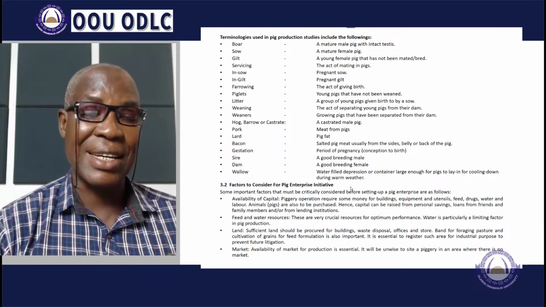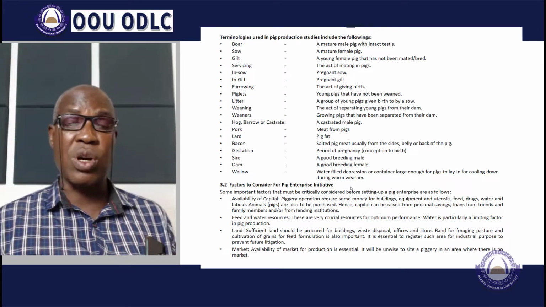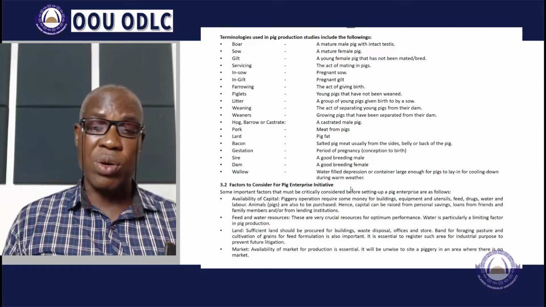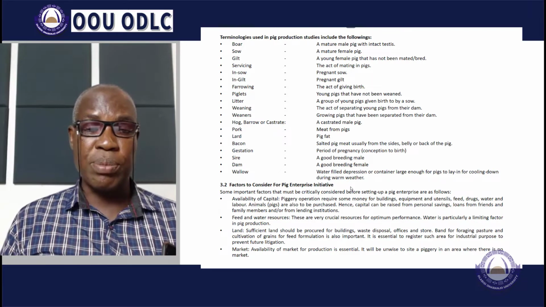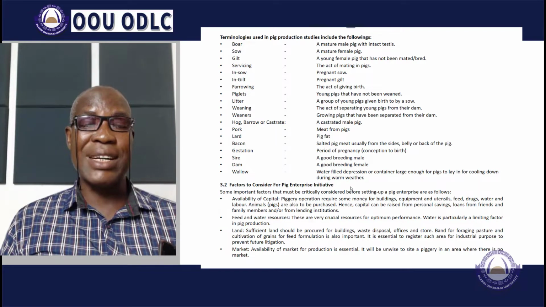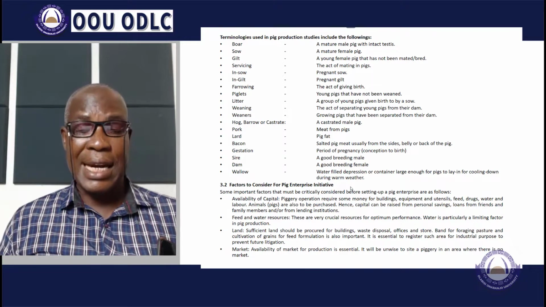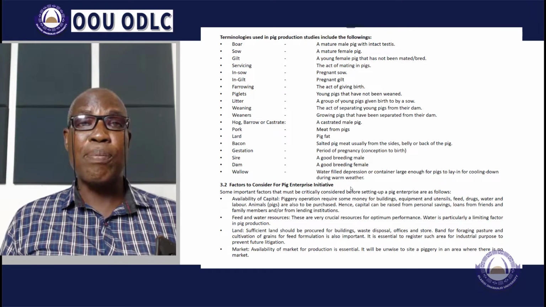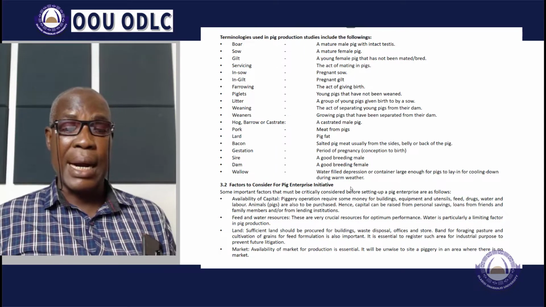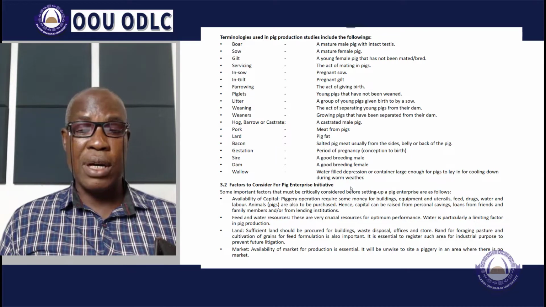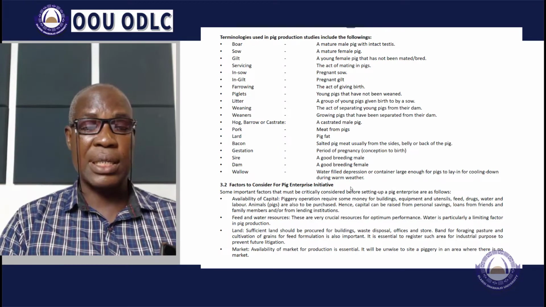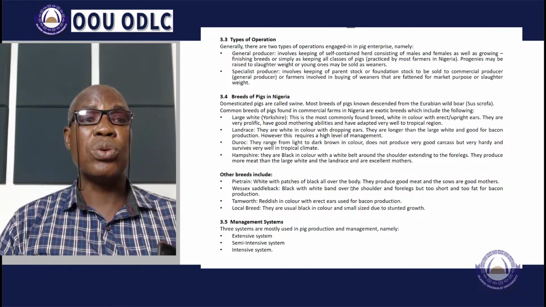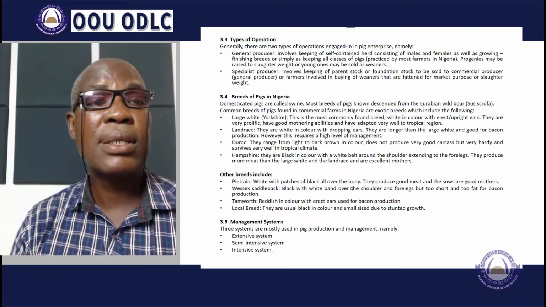Then you need land. Land is where you are going to put up your buildings, the buildings where you are going to keep the animals. It is very important that you put up the buildings. Then you need a ready market. There is no sense in you producing animals and then at the time of marketing, there is no market for them. So it is very important that you have markets.